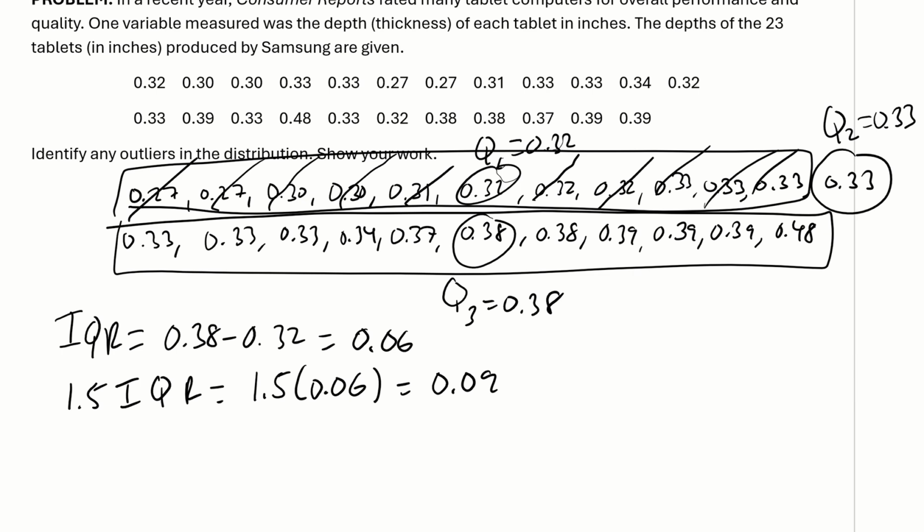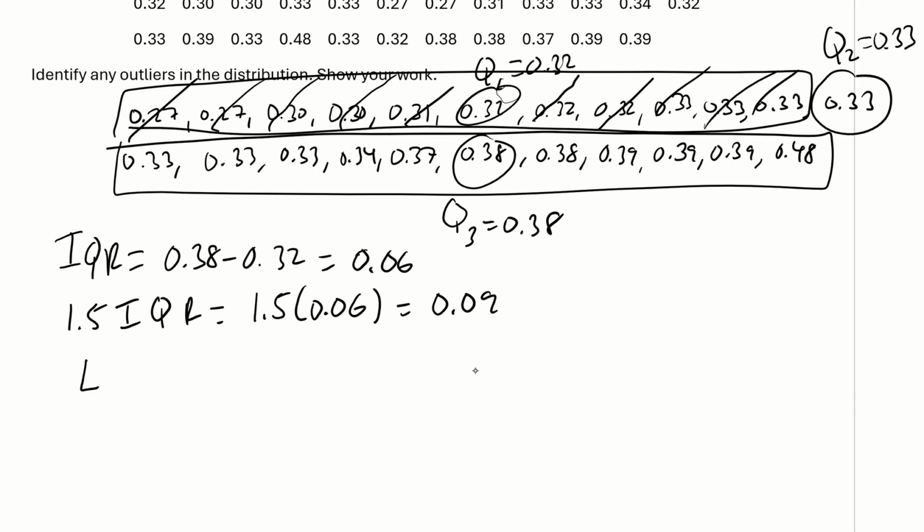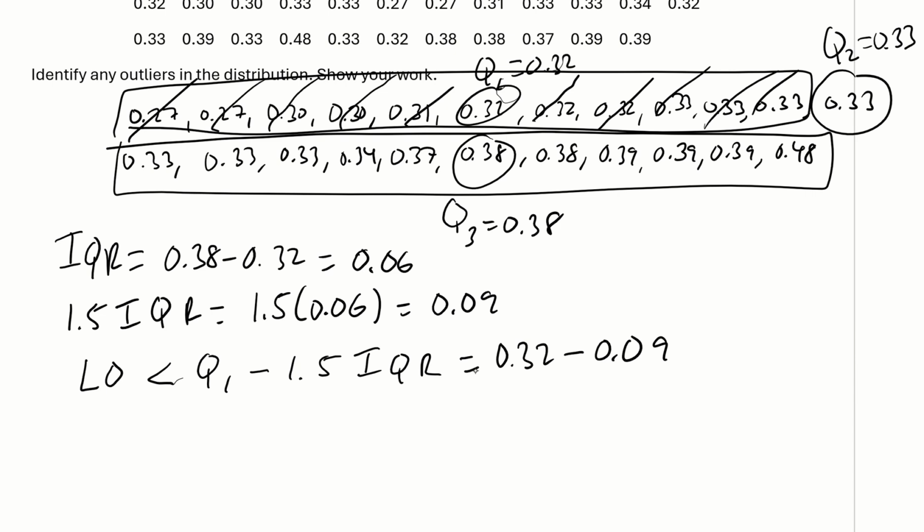And we do this, we get 0.09. Okay? And so now to get the low outlier, the low outliers have to be less than the first quartile minus the 1.5 IQR. In this case, the first quartile we said was 0.32 minus the 0.09 that we already calculated for the 1.5 IQR. That's gonna give us 0.23.